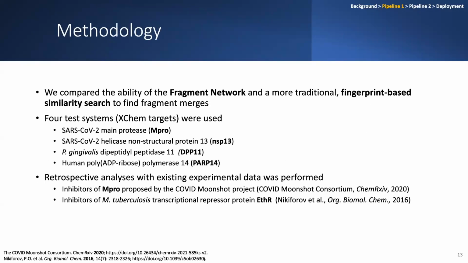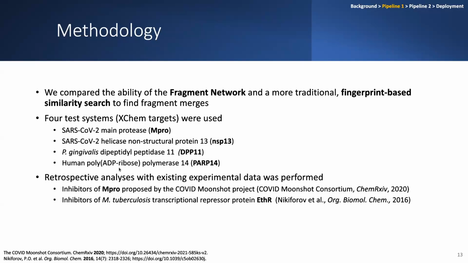So to do this, we performed the search using the Fragment Network and one based on a similarity search to find fragment merges using our database. And we looked at 4 different test systems. So these represent 4 XChem screens, so fragment screens for which we have the hit data across a few different targets and organisms. So we have SARS-CoV-2 main protease, we have this helicase protein, NSP13. We also looked at P. gingivalis peptidase and human PARP14.